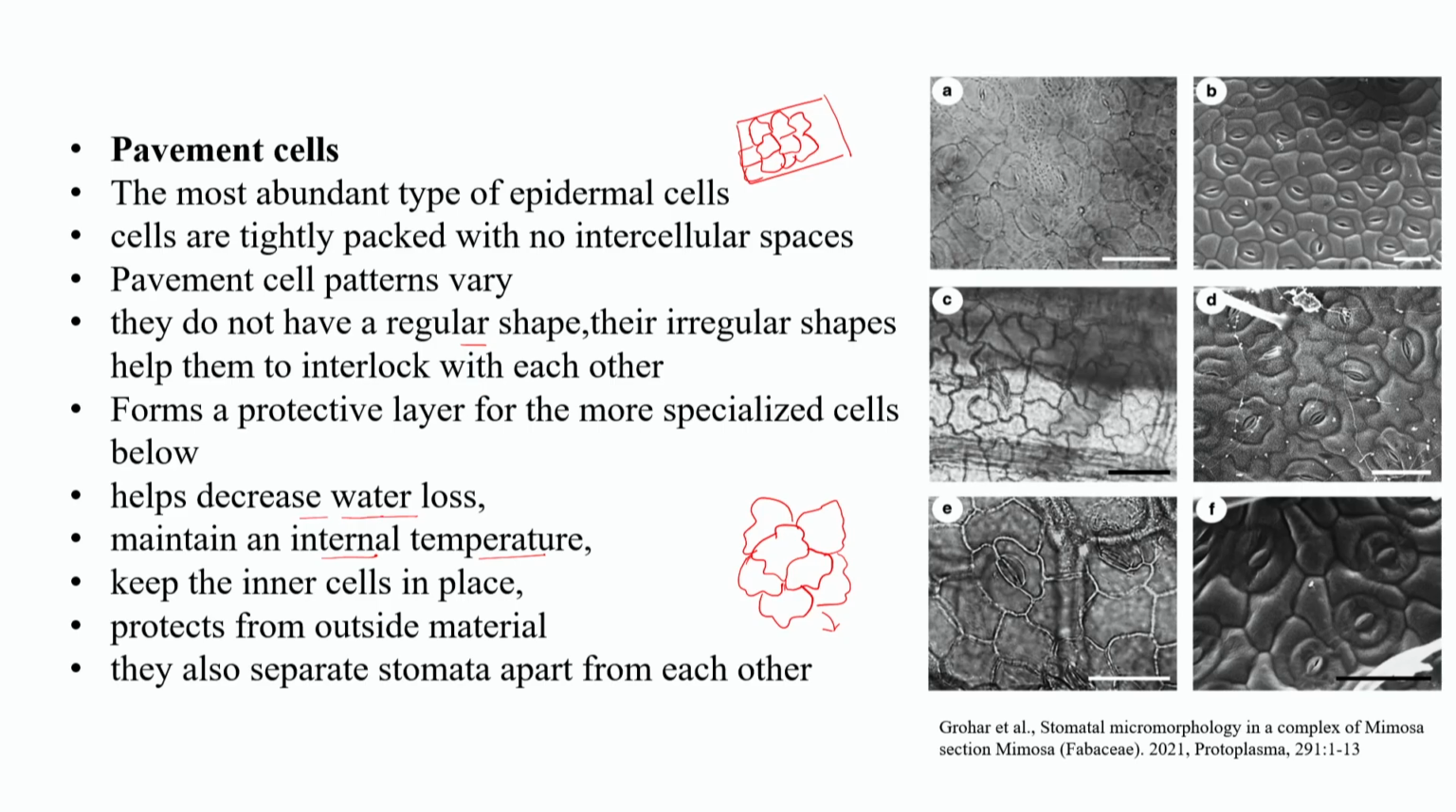They also help to keep the inner cells in place. They also provide protection. They also separate stomata from each other. Now, two stomata could be separated by these pavement cells so that they are not clumped together. So, you can find pavement cells between these two stomata. You can see here a lot of different variation of pavement cells are shown here. Different structures are there, and stomata also you can see dispersed in these pavement cells.